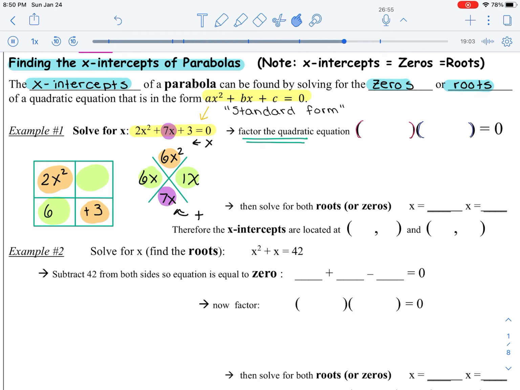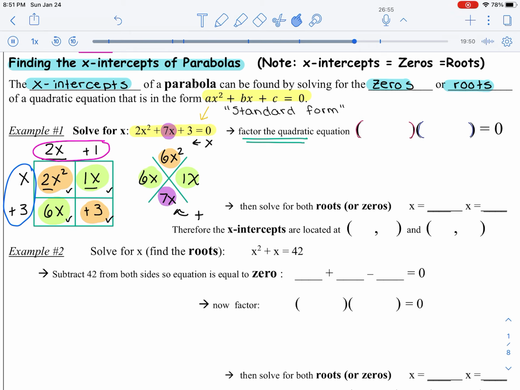So I add those into my area model. I find my missing dimensions. I know that 2x squared and 1x have an x in common. X times 2x gives me 2x squared. X times a positive 1 gives me 1x. 2x times positive 3 equals 6x. And yes, 1 times 3 equals 3. So those become my factors to fill into the factored form of the equation.